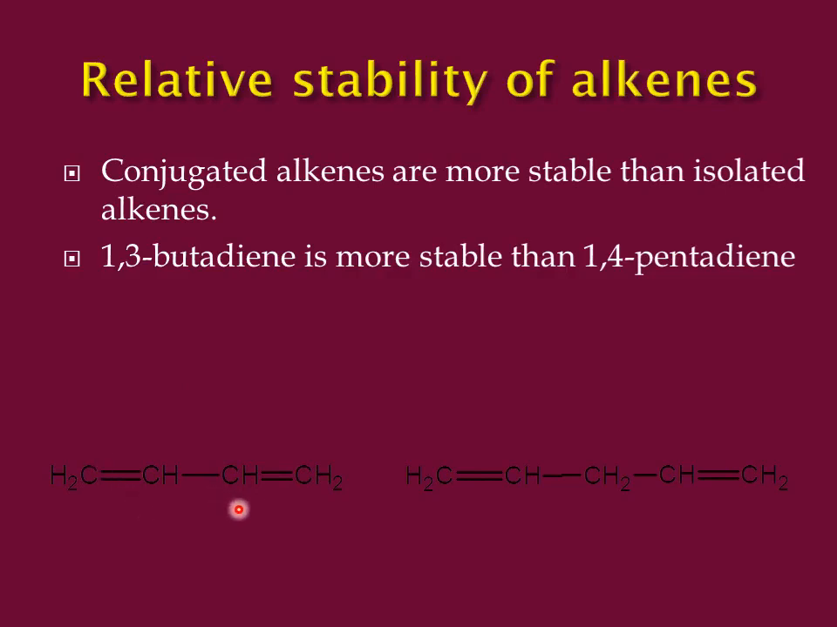Whereas in 1,4-pentadiene, you can see that the double bond is not in alternating fashion with the single bonds. Double bond, single bond, and then the double bond. Whenever double bonds are present in such a way, the system is called isolated, because the p orbitals of the double bonds cannot interact among each other. Therefore, it is an isolated system and it is less stable as compared to conjugated system.